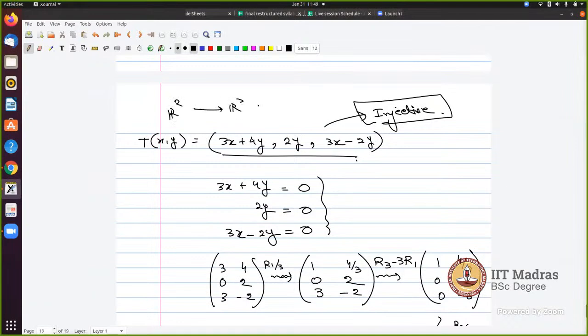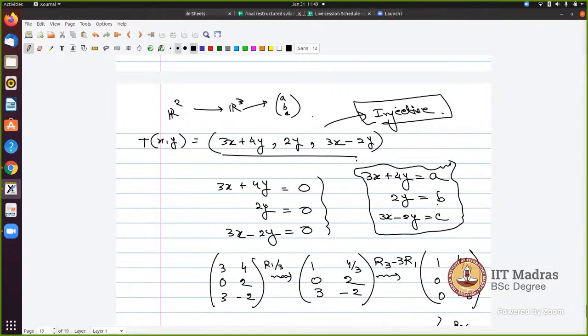In this case, you have to take any vector from here. Any vector B. So in general, suppose it is (a, b, c), a vector from R3. Now if you want to find a pre-image for this, whether the pre-image exists or not means this is the system of equations you are getting, in general for a, b, c. Now try to find whether this system has a solution or not.